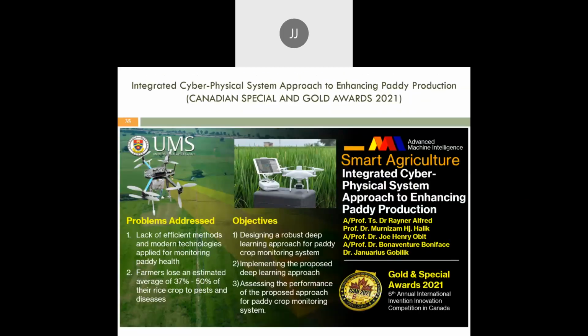This one we completed: we looked at how to assess the health of the paddy based on the color that we get from the hyperspectral images. Looking at the different colors from the hyperspectral images, we could estimate the health of the paddy. For this one we got a gold and special award in 2021.